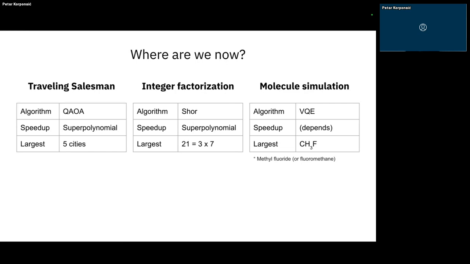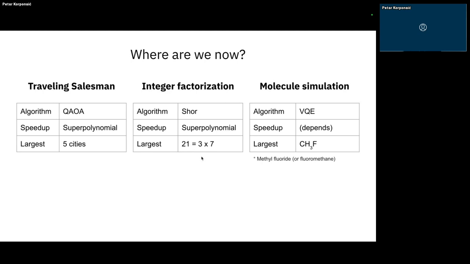So maybe tomorrow we will have a number, I don't know, 2 million, factorized, then who knows. But it's good to be prepared. But for now, this is the number that can be factorized with a quantum computer.